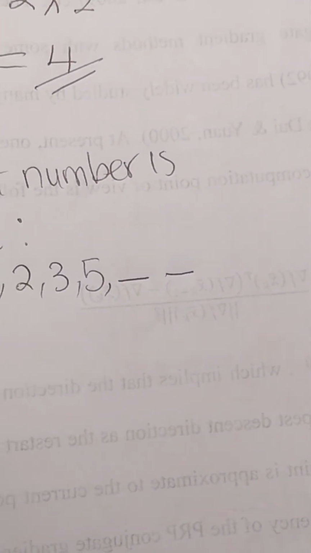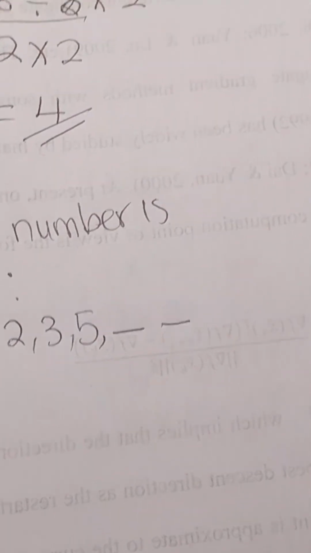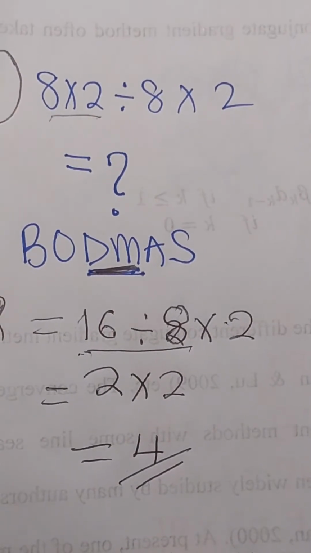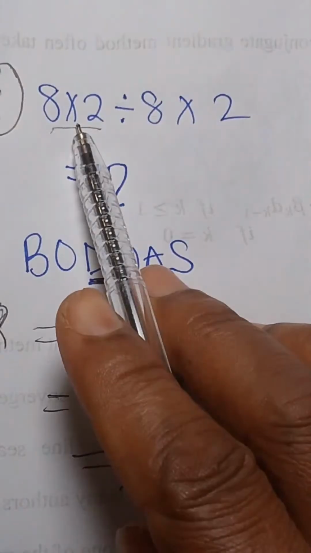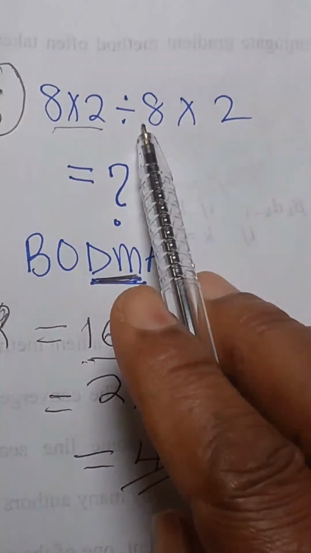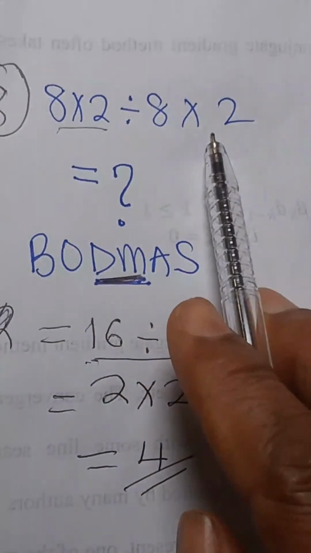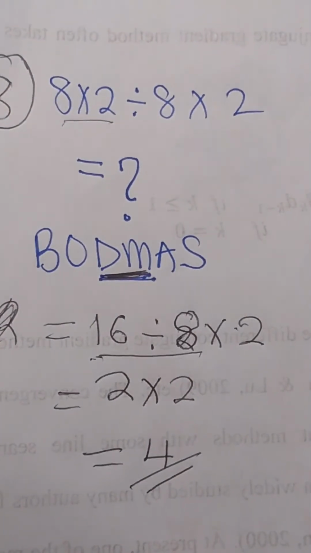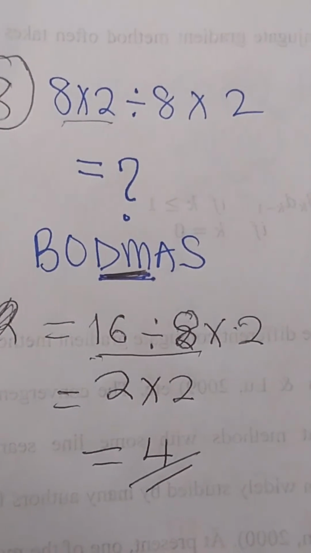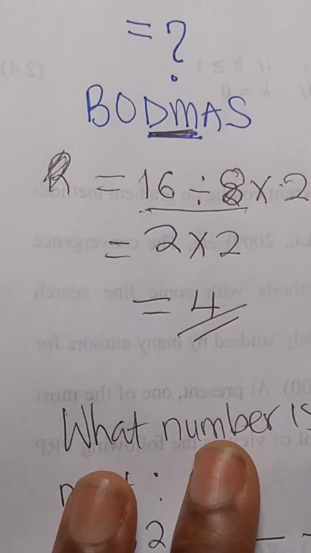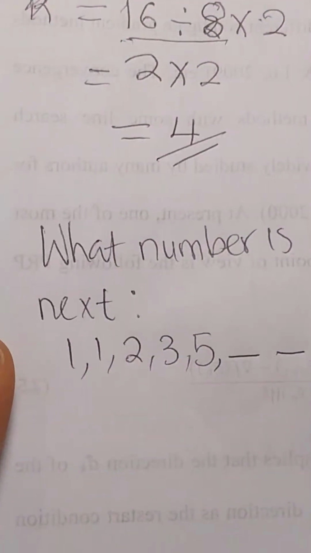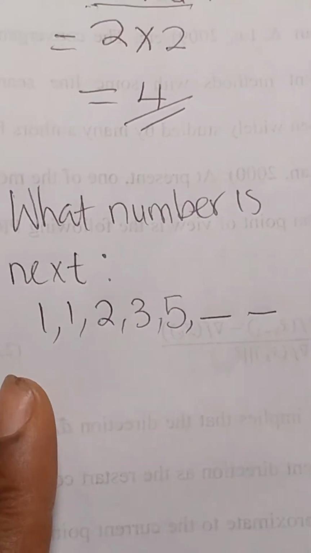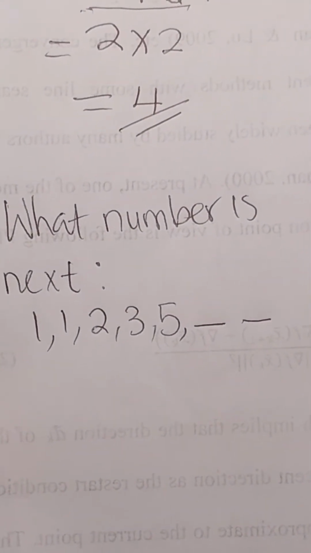If you use BODMAS, it will be 16. I don't know how you got 16. Let me see. 8 multiplied by 2 is 16. 16 divided by 8 is 2. 2 times 2 is 4. So you're making me love math. Thank you, Ruben. So the answer is 4 and not 16. Can you help me solve it? Show me how you got 16. I don't mind seeing it.